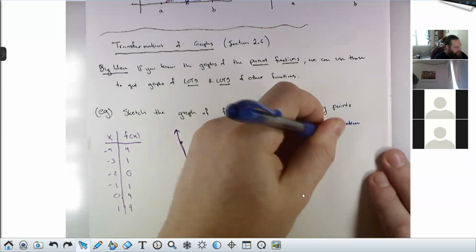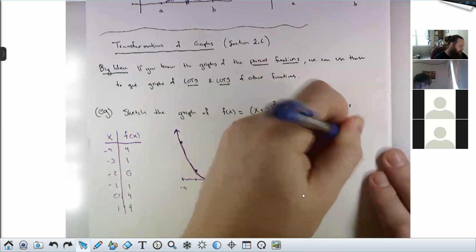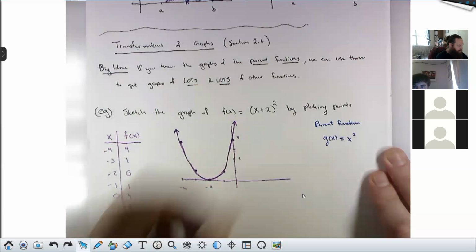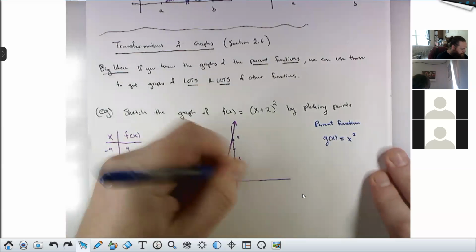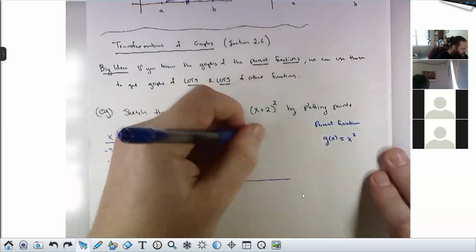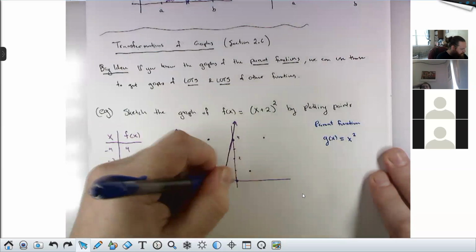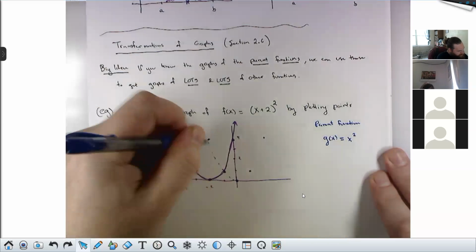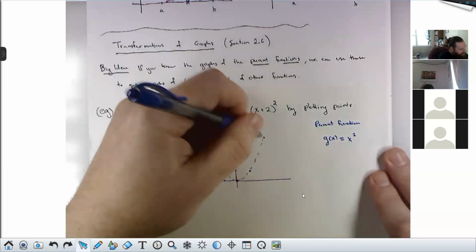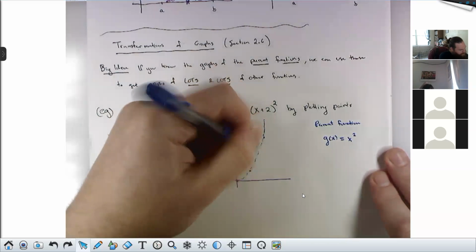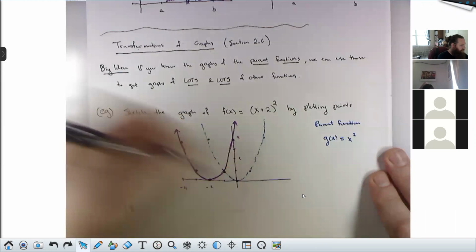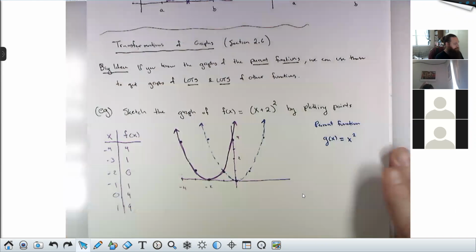So I'm going to use g of x for my parent function. And if we compare the graph of x squared with the graph of f here, we know that x squared is also a parabola, looking like this. Okay. I'm trying to draw him in kind of faintly here so it doesn't clutter too badly. You get the idea.